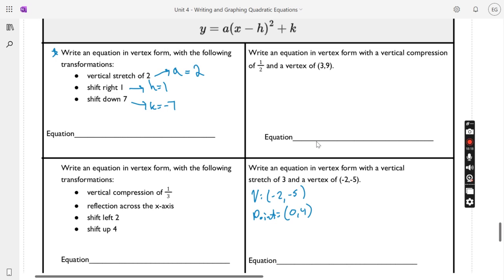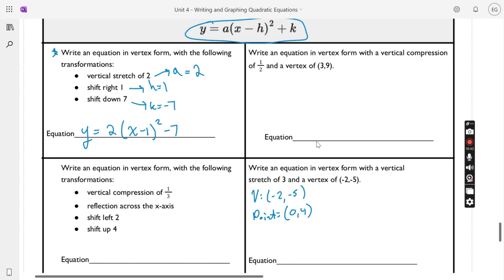So all that information in conjunction with the form that's given above, we could just write our whole equation. Y equals 2 times x minus 1 squared minus 7. Keep in mind, it's x minus 1 because that's the form. It's x minus h. In this case, h is 1, so we just plug it in.